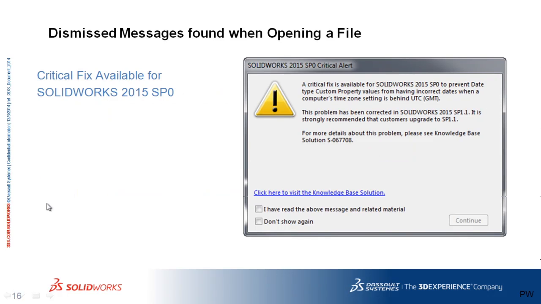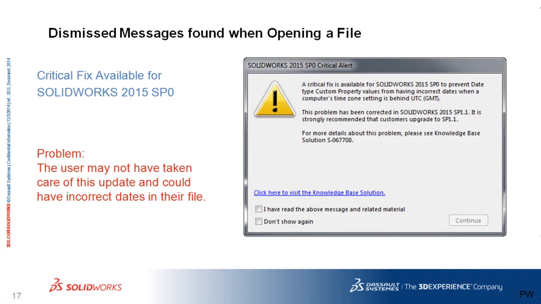And this one you may have seen if you installed 2015. It's a critical fix. SOLIDWORKS is telling us there's a problem with SP0 to upgrade. What if you don't do that? Well, you may have incorrect file dates. Number one, this is a good example of using a PDM system to help with that issue.